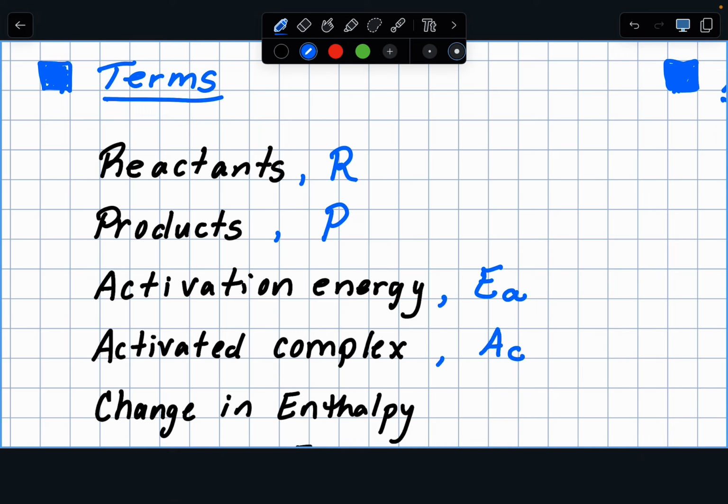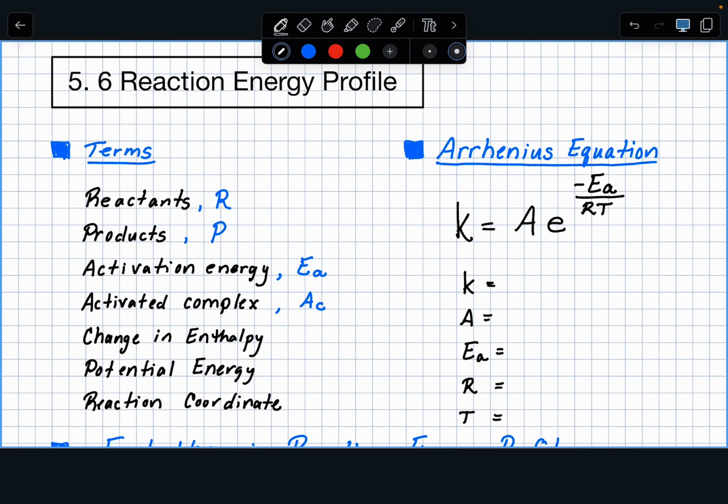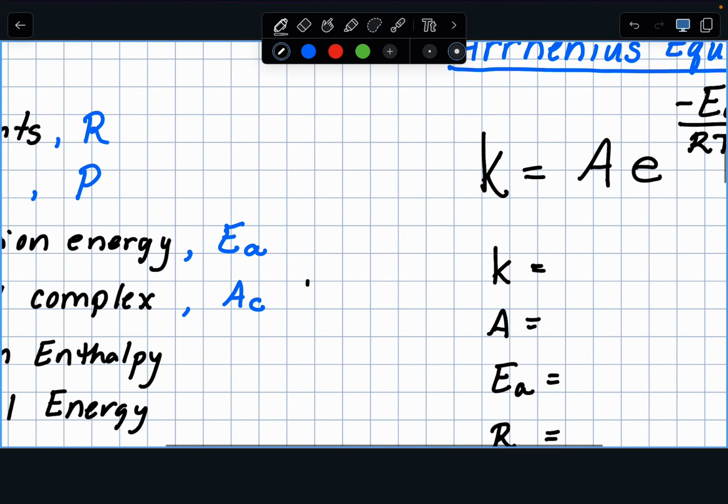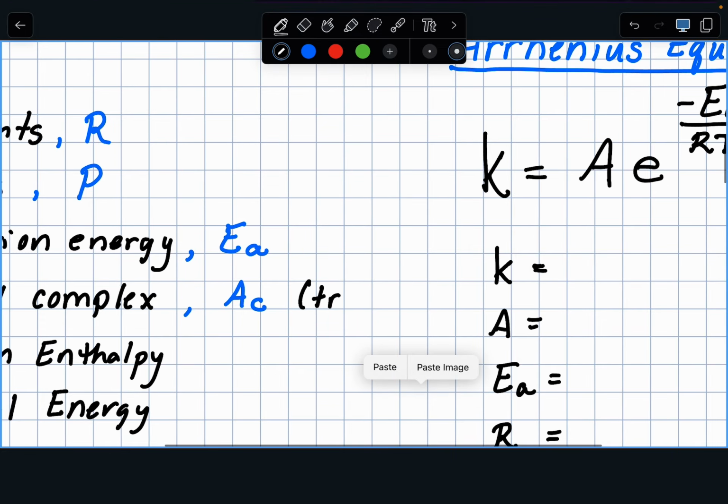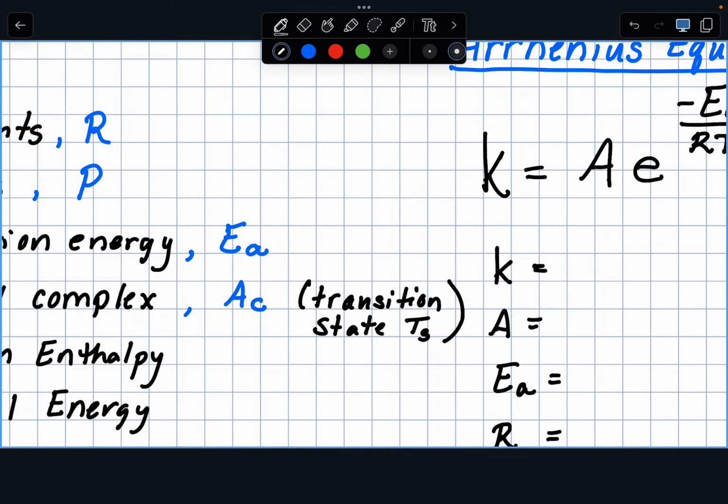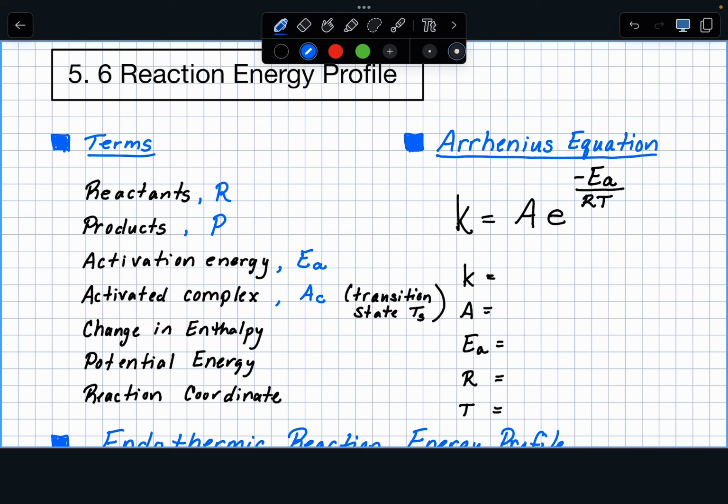A new concept is actually called the activated complex. And the other thing I wanted to say about the activated complex is some people still use another term called a transition state. It's another version of the activated complex, like T or TS for transition state. I do believe activated complex is the most common one used.